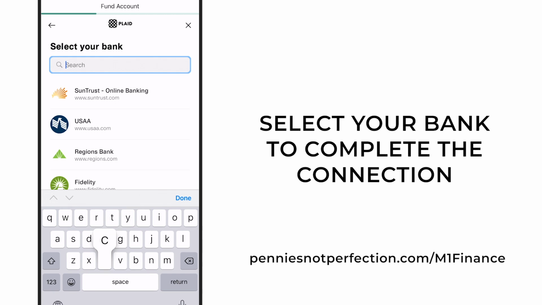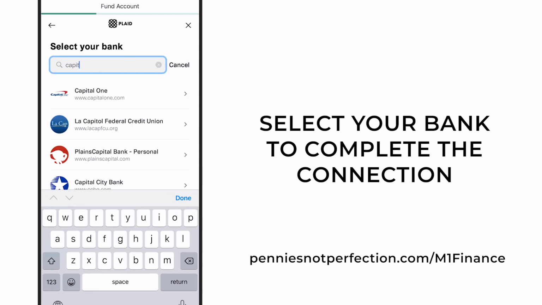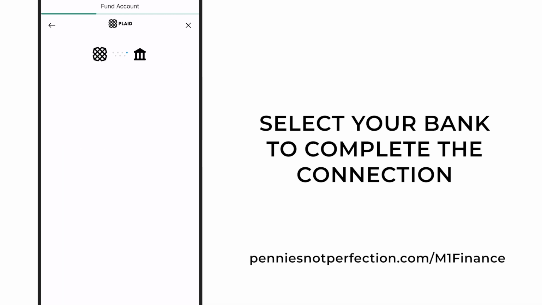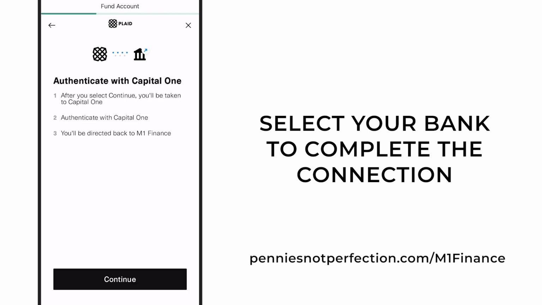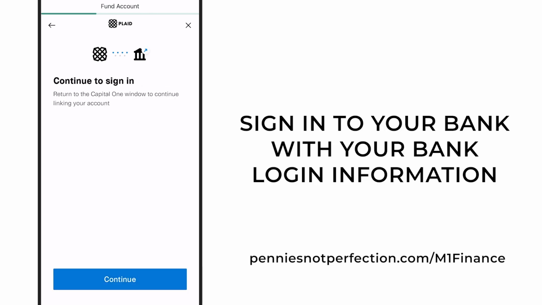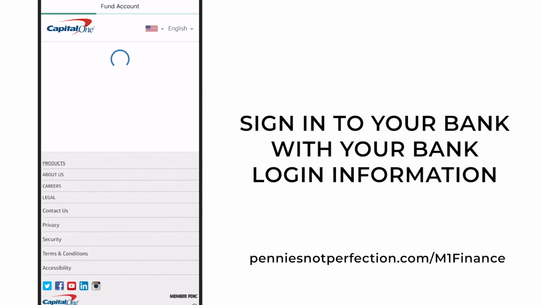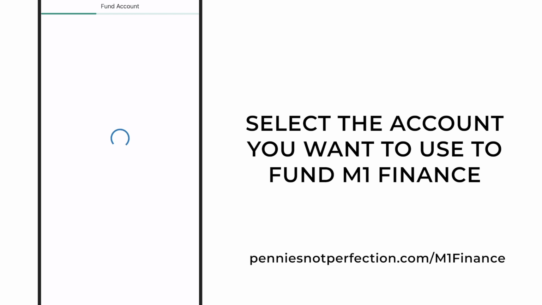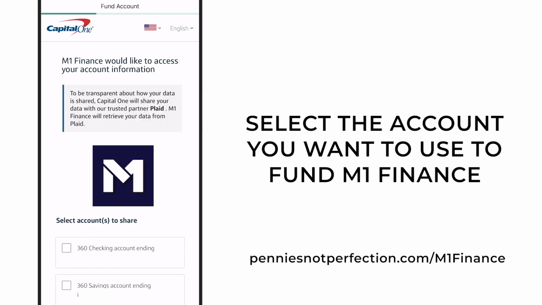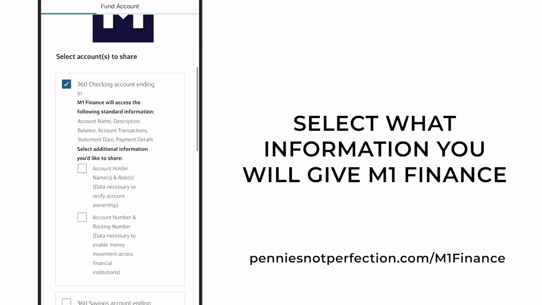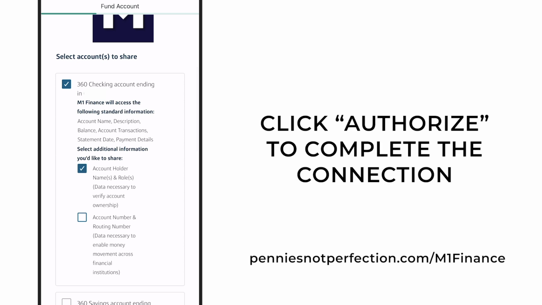When you click through Continue, it will bring up Plaid, which will have a list of financial institutions, so you can search for your bank in the list. If you use Chase or Wells Fargo or Capital One, any of those will come up, and then you're able to go to your bank's website, enter your information, and then Plaid will use that to connect to M1 Finance. Then you'll have a screen where you can select which accounts and what information you want M1 Finance to have.